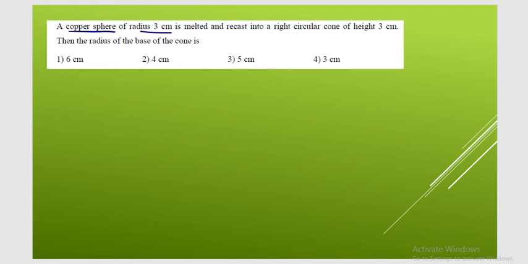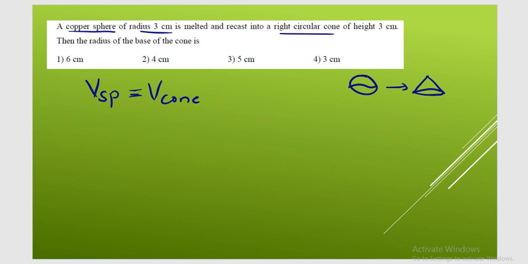A copper sphere of radius 3 centimeters is melted into a right circular cone, right? So what he has done is, a sphere is converted into a right circular cone. So from this I can say, volume of sphere is equal to volume of cone. Whenever you are recasting, the volumes will not change. So what is the volume of sphere? 4/3 pi R cube is equal to 1/3 pi R square H. So here these are about the sphere and these are of the cone.